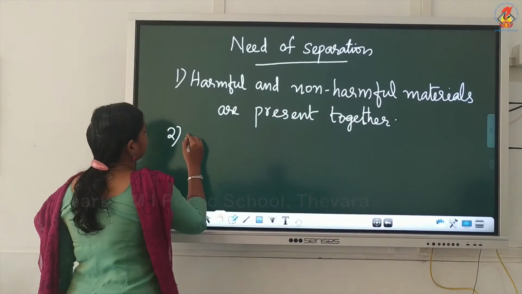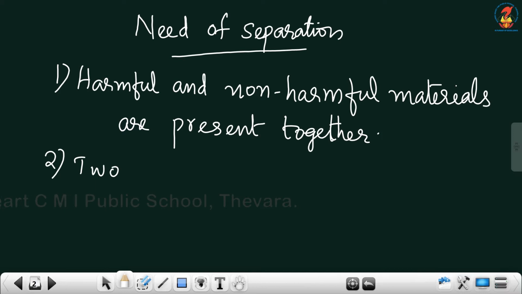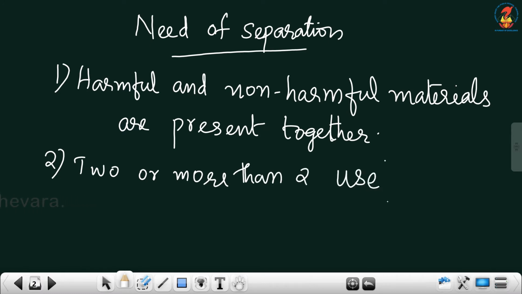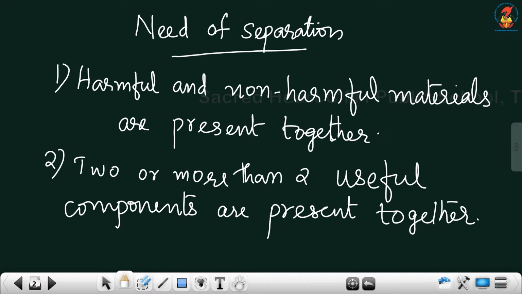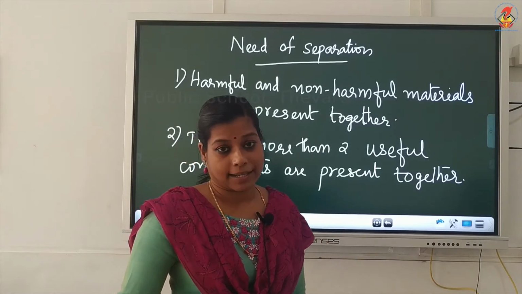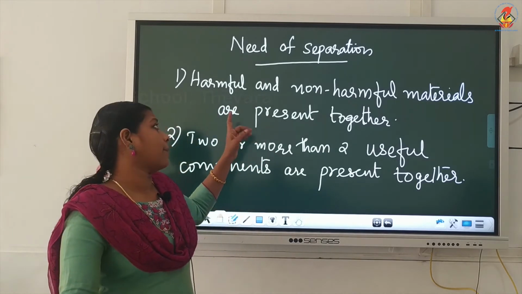So the second condition is that two or more useful components are present together, and if we want to use them separately, then we will separate the components of this mixture by adopting a suitable technique. So these are the needs for the separation.